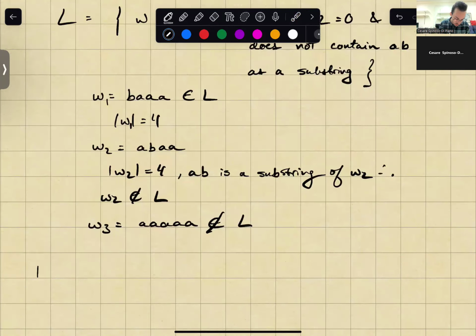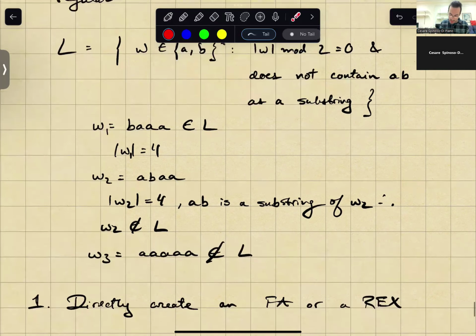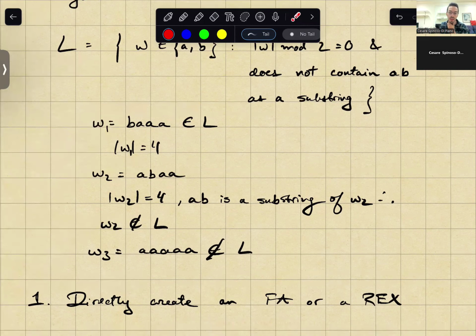So instead, one thing we could do is directly create an FA or a regular expression. Maybe an FA, maybe an NFA, this wouldn't be that bad. But like I said, if you started getting something pretty sophisticated, like divisible by 7 and does not contain the substring, then even an NFA is going to get you only so far. Regular expressions, likewise, not containing ABBA, something like that. That's going to be tough in a regular expression.